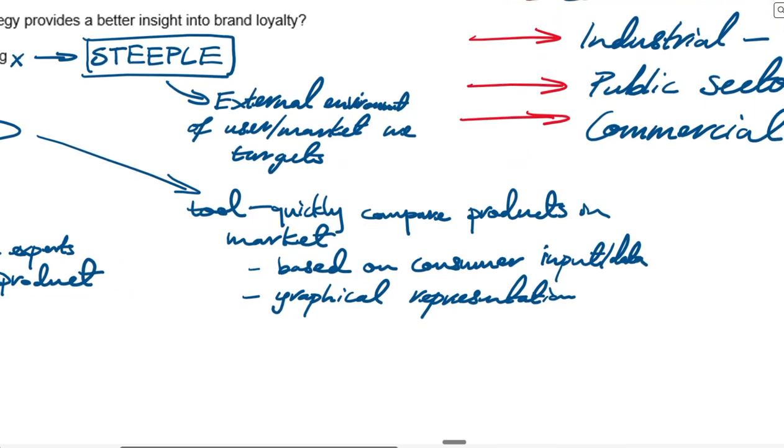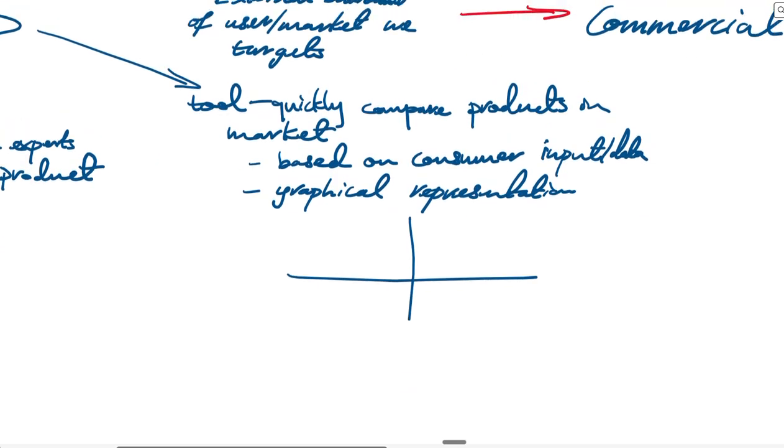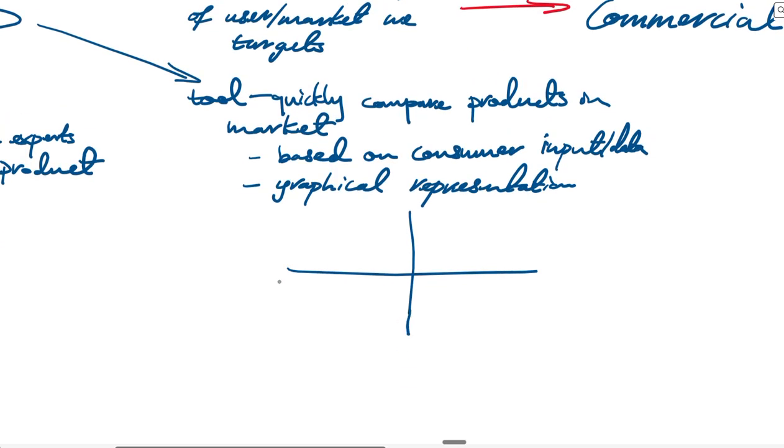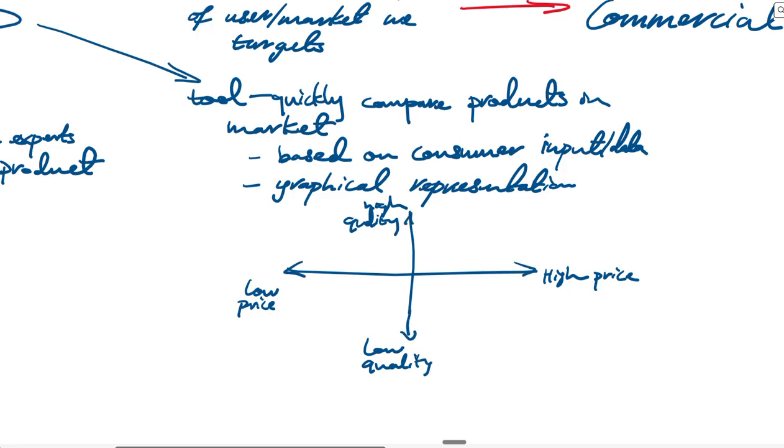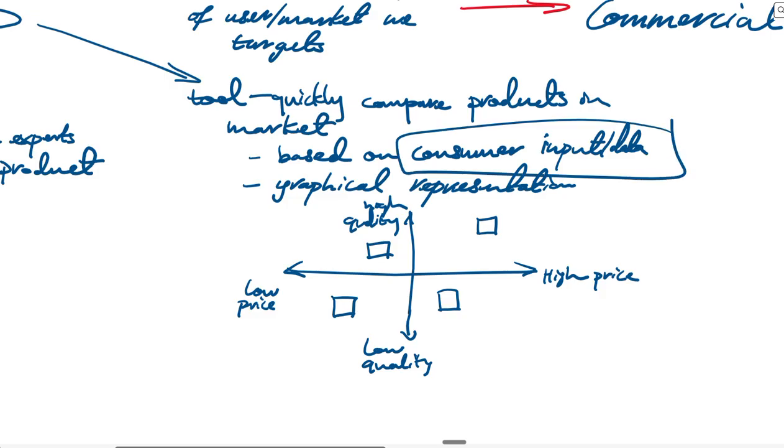Let's move this screen and remember that it's something like this, right? What we have is maybe we'll have price, high price, low price, high quality, low quality, and that will be our situation. And then we rank specific products or just place them where we think they would land or based on consumer input and data. And so that tells us the loyalty these consumers have towards a certain product.